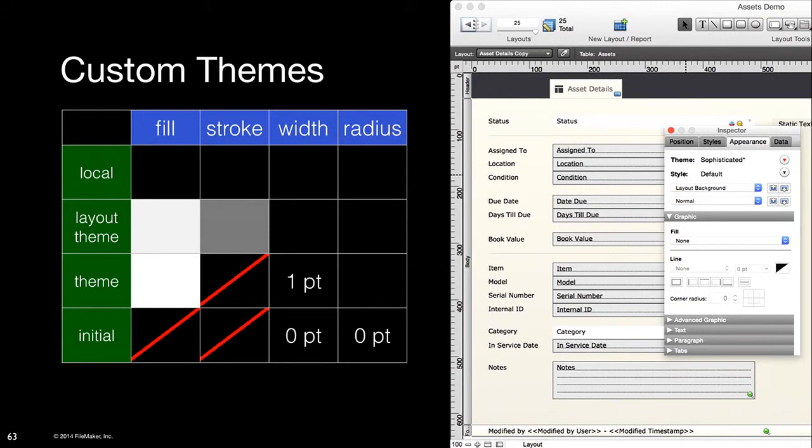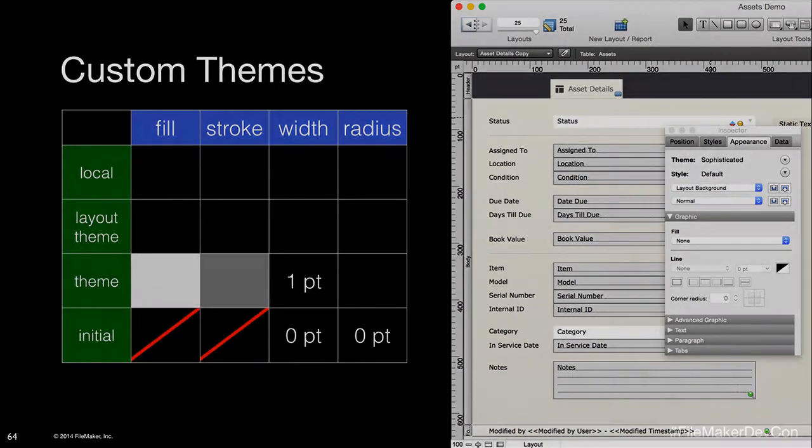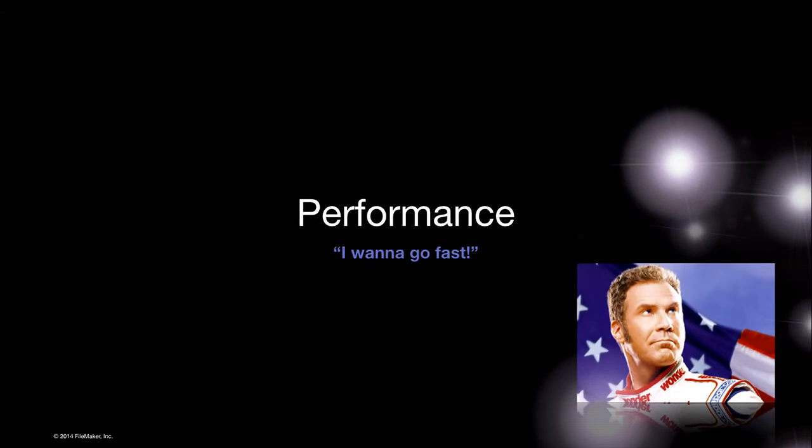Like I said, you can tell by looking up at the inspector: you see the asterisk, you see the red arrow next to theme. That means we've got layout-only changes to this theme. If I wanted to affect all layouts, I go up to the inspector, I choose that menu, and I say Save Changes to Theme. That'll move it down to the theme level, and now it'll affect all your layouts. So as promised, I'm going to talk again about performance.